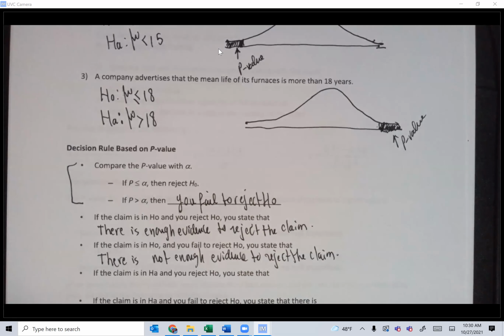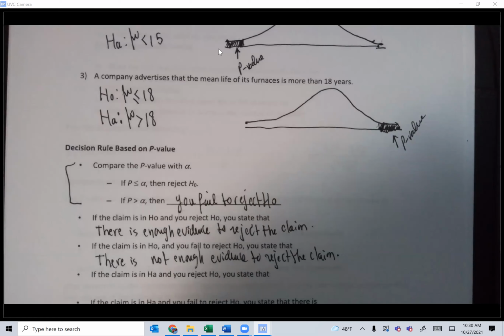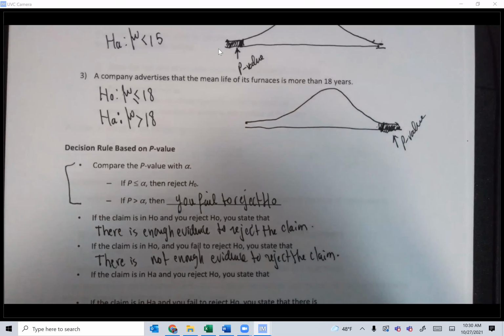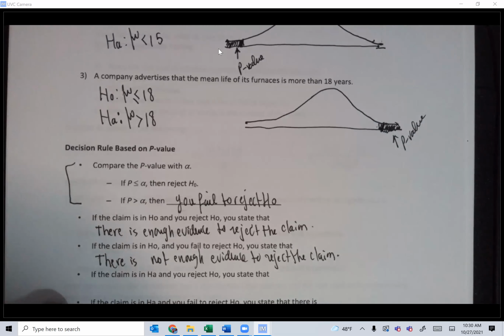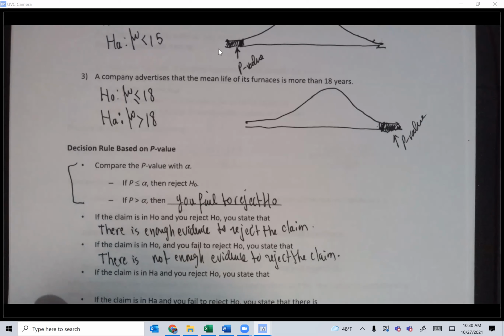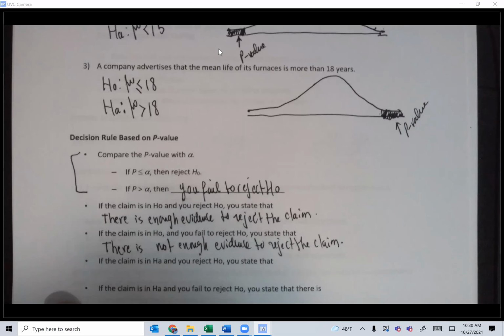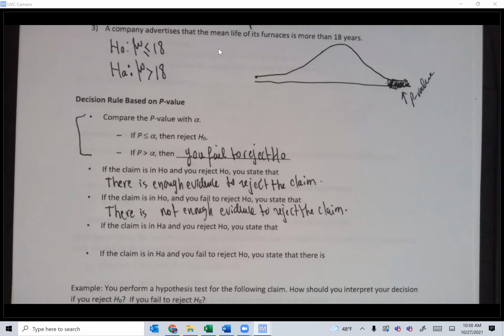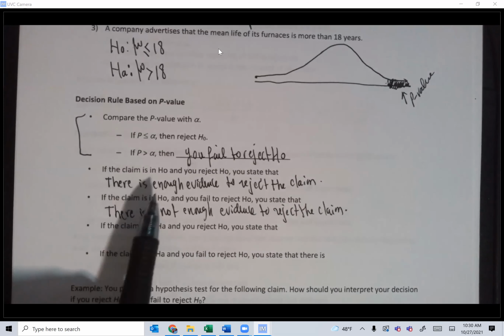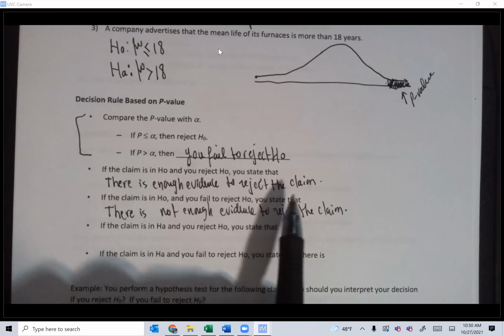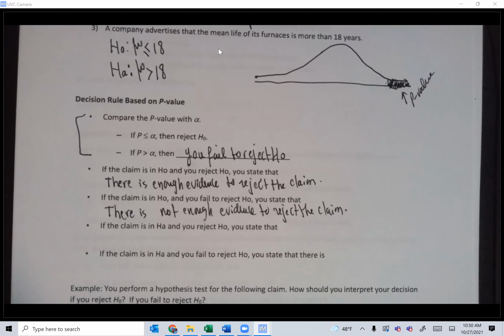If I don't reject the claim, it doesn't mean that I agree with it, but I just don't have the means to reject it. I don't have the evidence to reject it. That's why in a court case, they say you've got to have evidence beyond reasonable doubt, not just any evidence. So when the claim is in H0, we either reject the claim or fail to reject the claim.